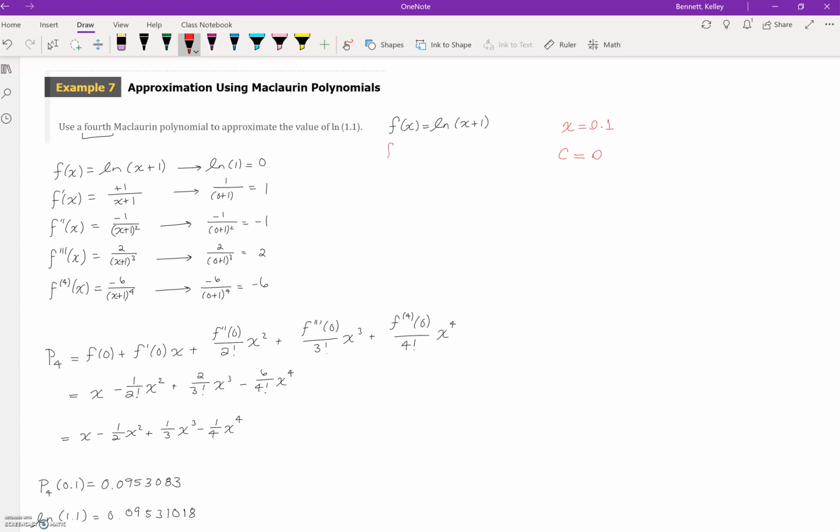So we saw that f of 0.1 was the natural log of 1.1, and therefore P4 of 0.1 was approximately the natural log of 1.1. So that 0.1 that we used in our Maclaurin polynomial of the fourth degree is x. If we look at this on a number line, here's c, here's x.